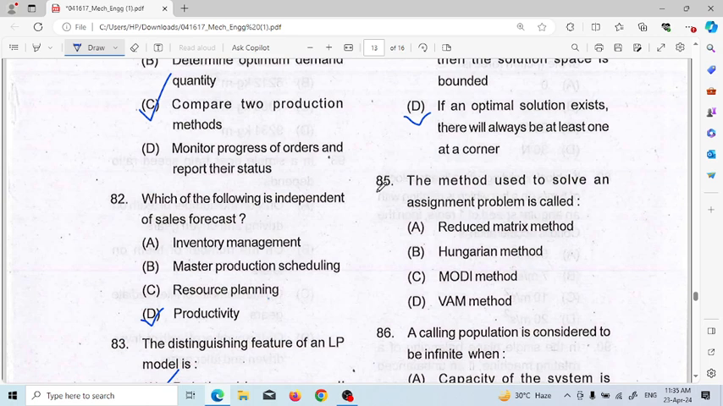Next question number 85. The method used to solve an assignment problem is reduced matrix method, Hungarian method, MODI method, and VAM method.